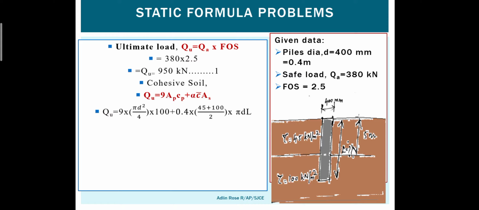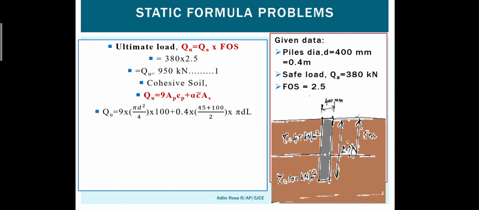So 100 for Cp plus alpha. Alpha varies from 0.4 to 1 and it is not given in the question, so you can assume alpha to be 0.4. Now I am assuming alpha to be 0.4. Or you can put 1 also, or 0.5, 0.6, 0.7, 0.8, 0.9 also. You can assume anything, you just have to mention it. I am assuming 0.4. So 0.4 into C bar.